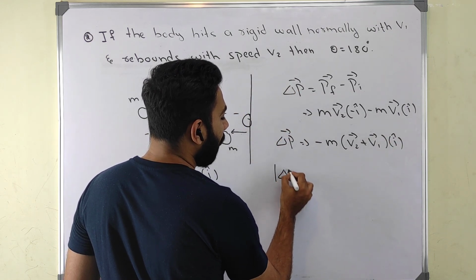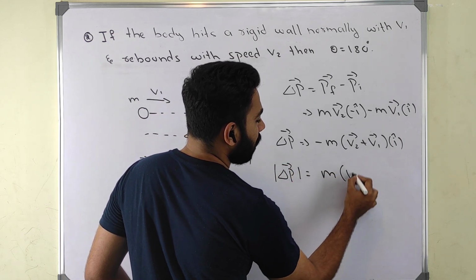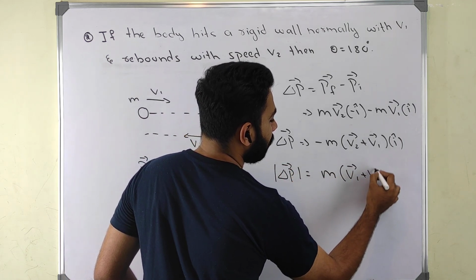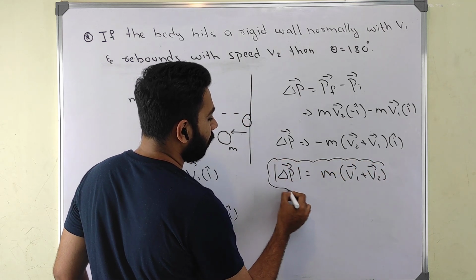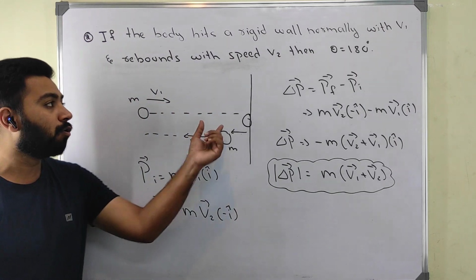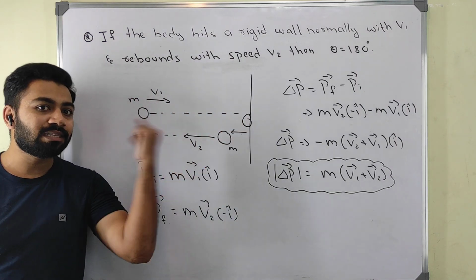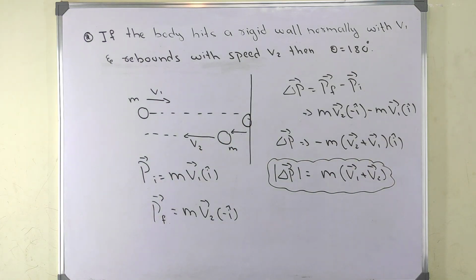Now if you ask for the magnitude of the change in momentum, then I will say like this. So it is my change in momentum when a body with velocity v1 bounces back with velocity v2. Write down very fast. You are the best because you are my students.